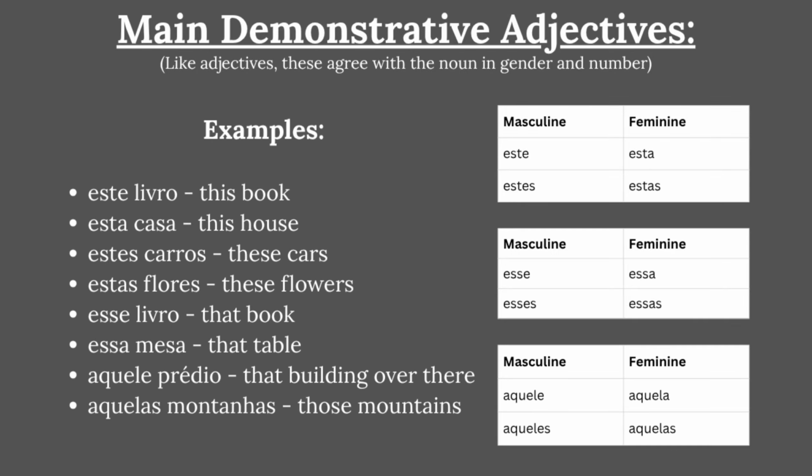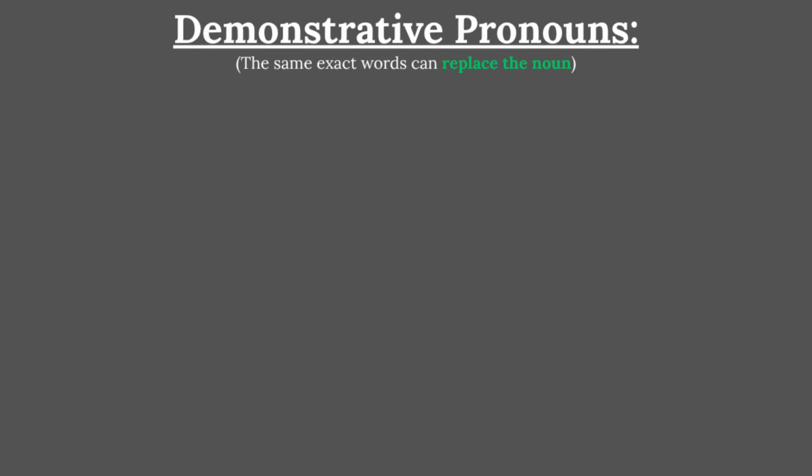Some examples are este livro, esta casa, estes carros, estas flores, esse livro, essa mesa, aquele prédio, aquelas montanhas. All of these are adjectives, and they're not to be confused with pronouns.